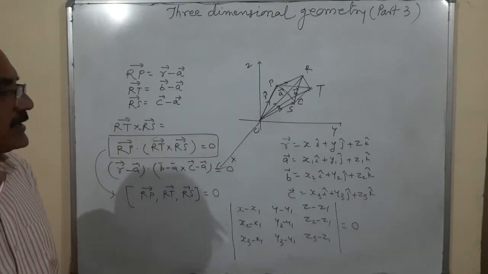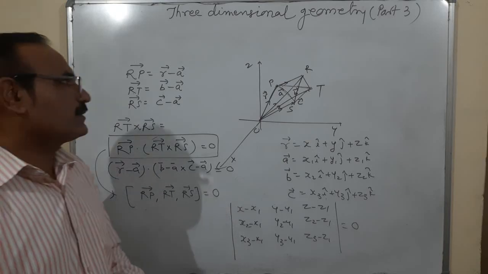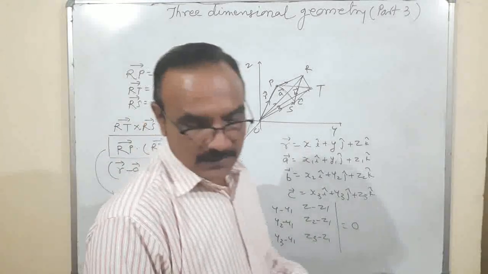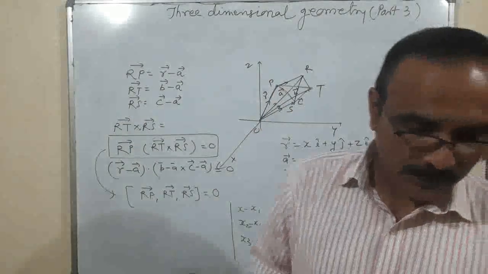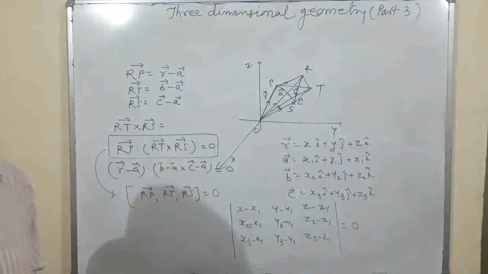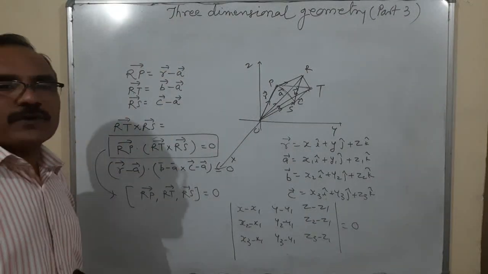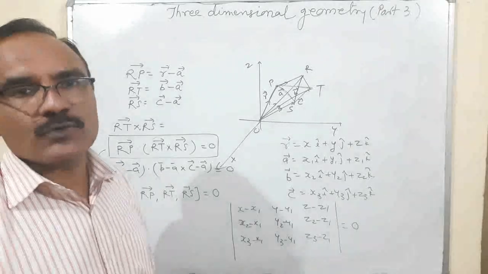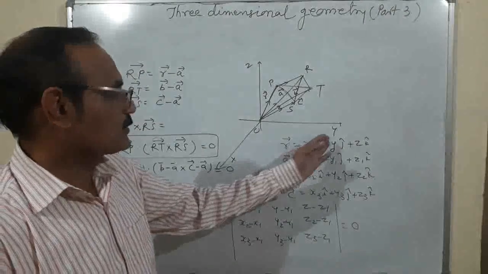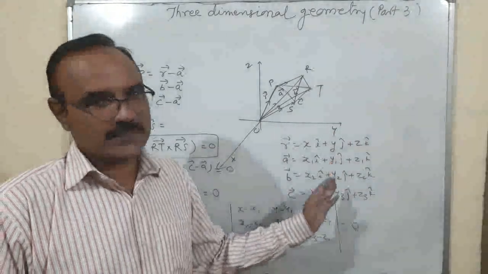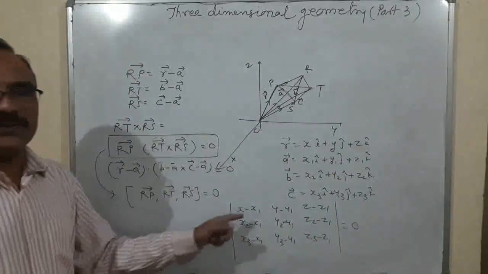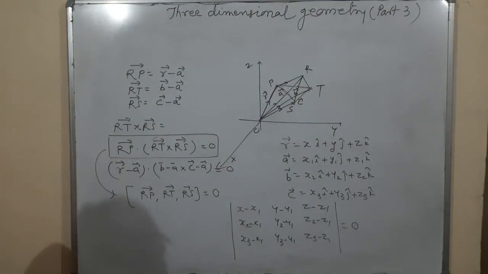So which condition is this? The equation of the plane passing through three non-collinear points. If we are going to find the equation of the plane passing through three non-collinear points, let the points be x1, y1, z1, x2, y2, z2, and x3, y3, z3, then directly we can use this formula. Is it okay?